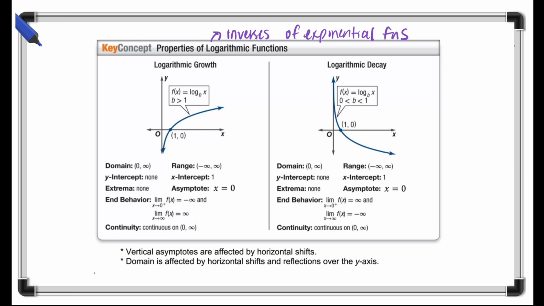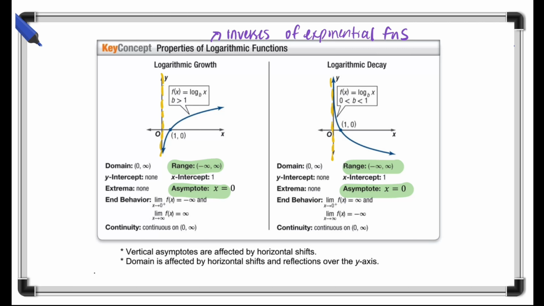With exponential functions, our domain was all real numbers. Now with logarithmic functions, our range is all real numbers. Our asymptote for exponential functions was a horizontal asymptote at y equals 0. Now the inverse has a vertical asymptote at x equals 0, right on that y-axis here.